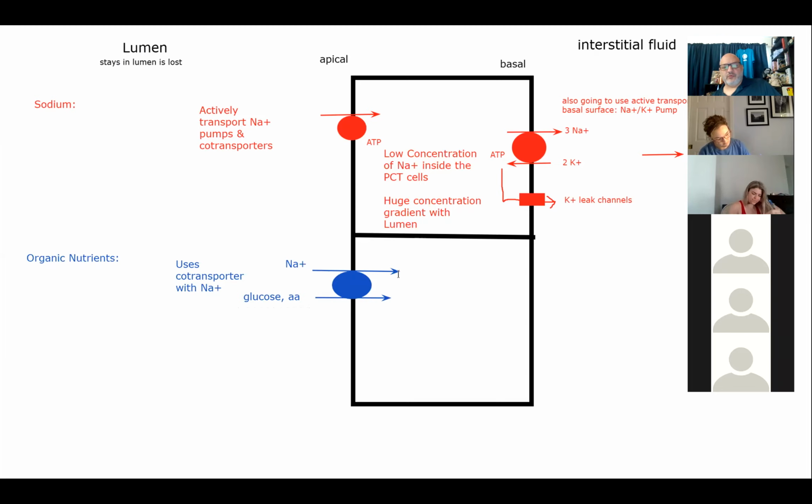Now, of course, once that sodium comes in, it needs to be kicked out again. But as we know, we have these pumps over here that are going to do that work to get rid of that sodium. And those glucoses, those amino acids, now once they're in the cell, they're not going to be lost. So in those instances, primarily they are going to leave via just facilitated diffusion.